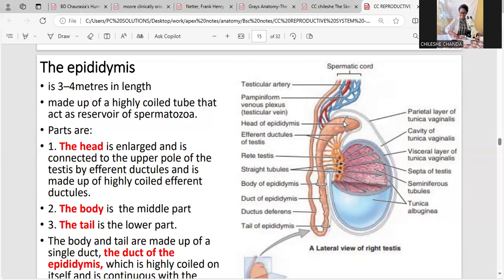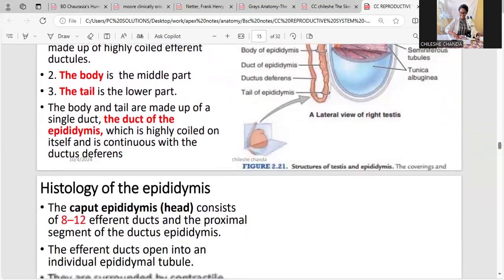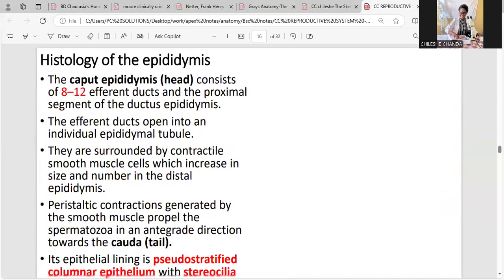The head is large and connected to the upper pole of the testis. Okay, and this connection is by the efferent ductules and made up of highly coiled efferent ductules. Okay, and then the body is the middle part, and then we have the tail. The body and tail are made up of a single duct, the duct of the epididymis, which is also very curled and continuous with the ductus deferens.